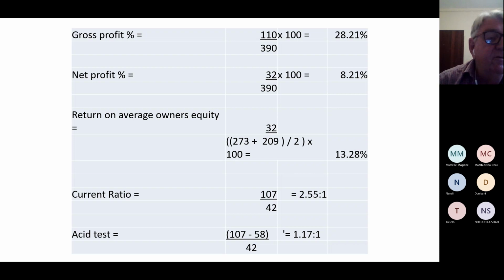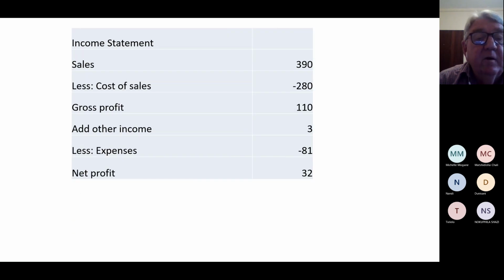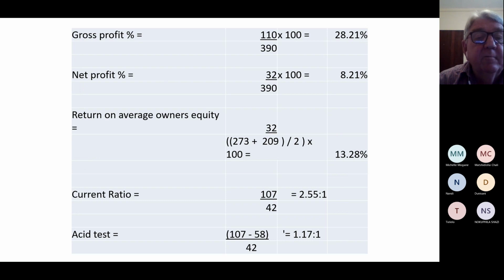So let's look at the different ratios, the gross profit percentage. The ratio for gross profit percentage is gross profit divided by sales times 100. So to go back to the income statement, there's your gross profit 110 divided by 390, your sales, times 100. And that'll give you 28.21%. So this is not a difficult ratio to calculate.